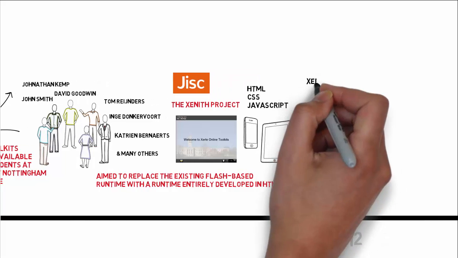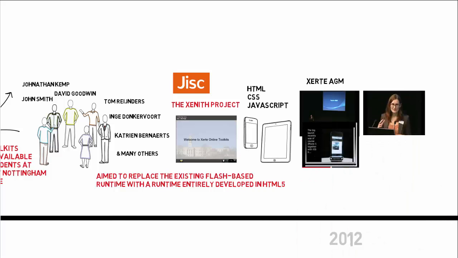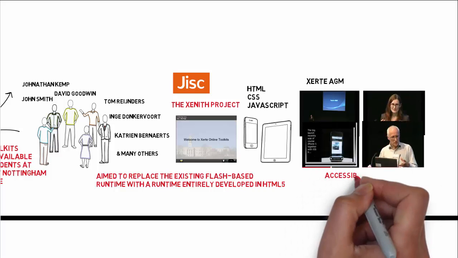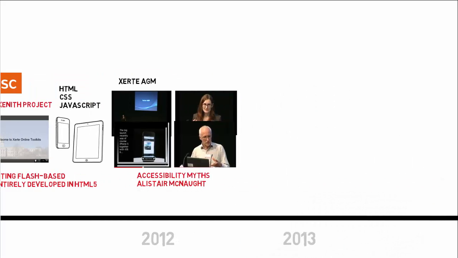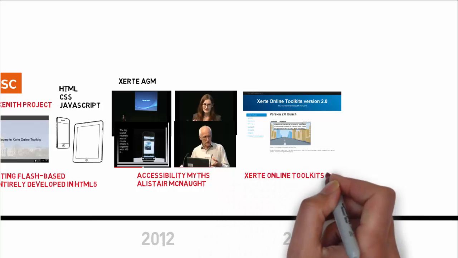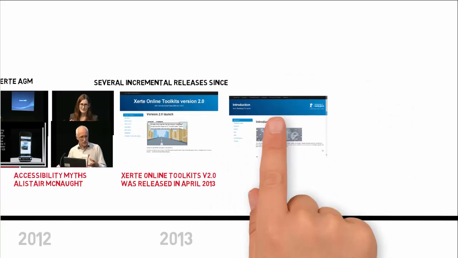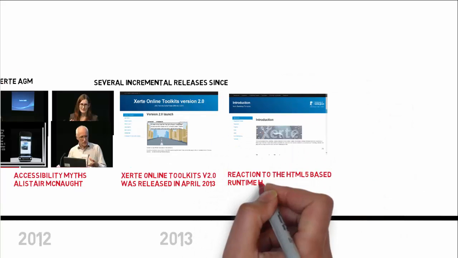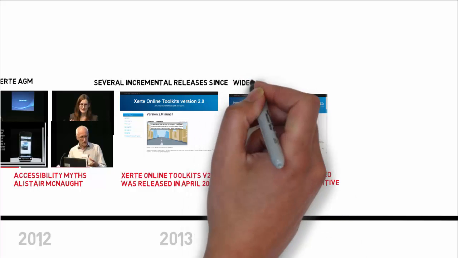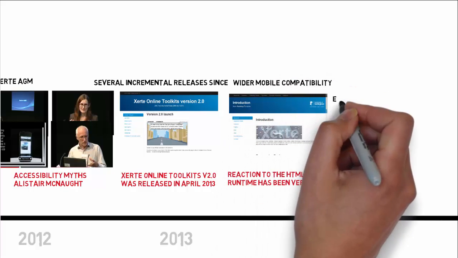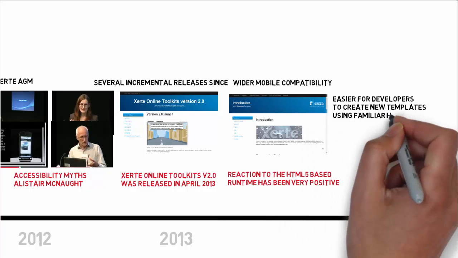At the AGM in 2012, all the new features, including the eagerly anticipated HTML5 playback, were previewed for the first time, as well as an excellent myth-busting talk about accessibility from Alistair McNaught. Xerte Online Toolkits version 2 was released in April 2013, and several incremental releases have been made since then. Reaction to the HTML5 based runtime has been very positive, resulting in wider mobile compatibility, making it easier for developers to create new templates using familiar HTML, JavaScript and CSS technologies.